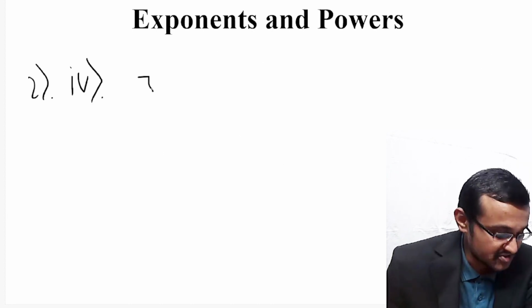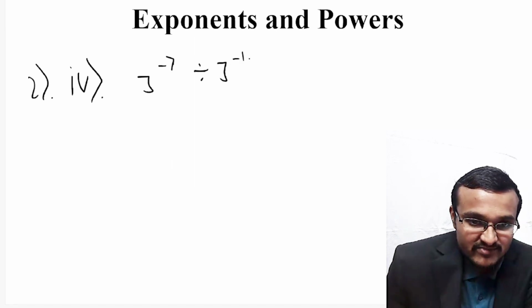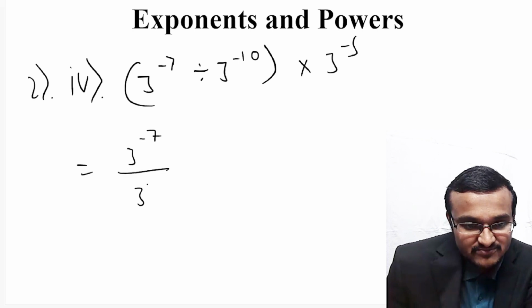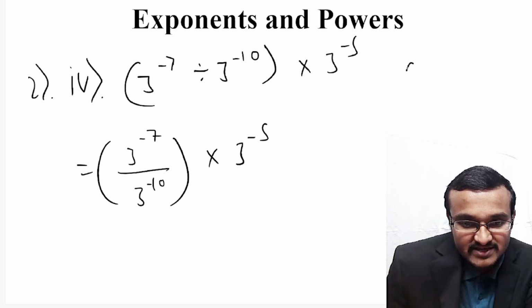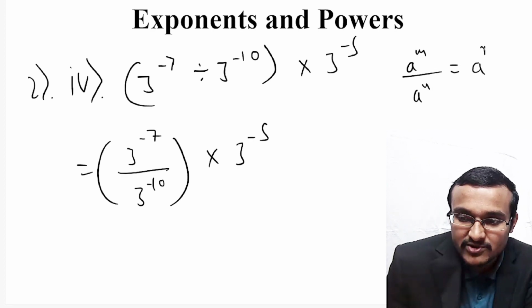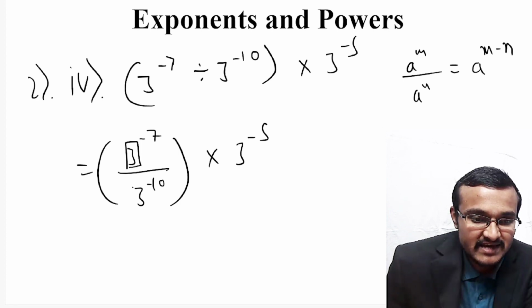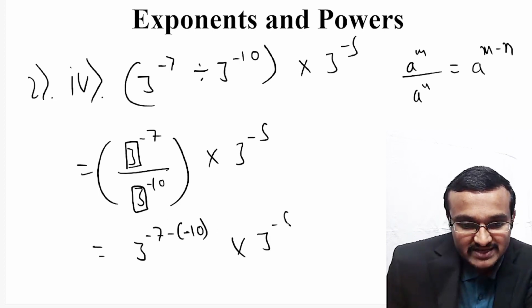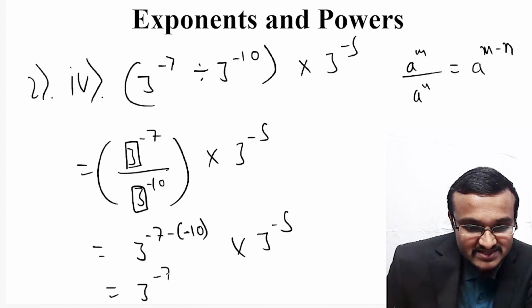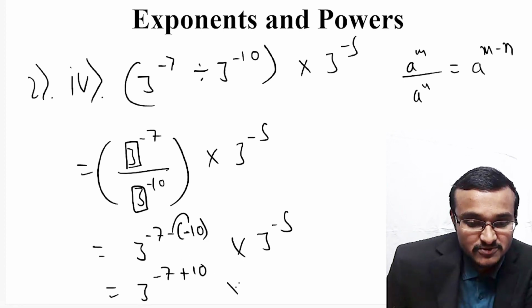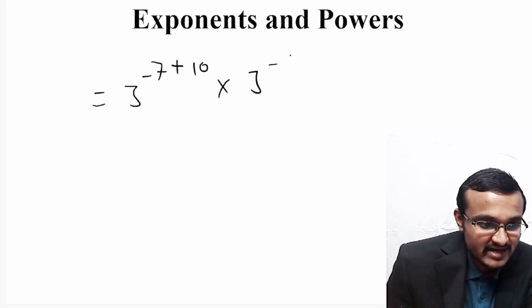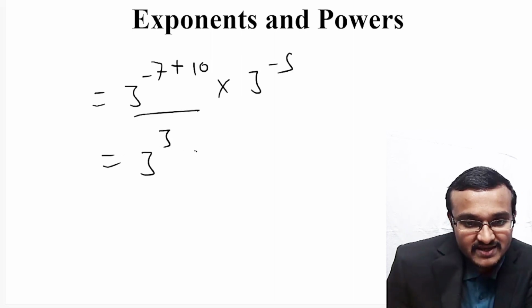Coming to the fourth question in this particular second question, they have given 3 power minus 7 divided by 3 power minus 10 into 3 power minus 5. So here you can write this as 3 power minus 7 divided by 3 power minus 10, into 3 power minus 5. So we know that a power m divided by a power n will be equal to a power m minus n. So here in the place of a we have 3. Here also we have 3. So we can take this 3 as common. Minus 7 minus of minus 10. So now you can subtract this minus 10 from minus 7, into 3 power minus 5. So when you solve this particular power, it will become 3 power minus 7 plus 10, because here minus into minus will be plus. So plus 10 into 3 power minus 5. So when you solve this particular term, you will get 3 power 3 into 3 power minus 5.